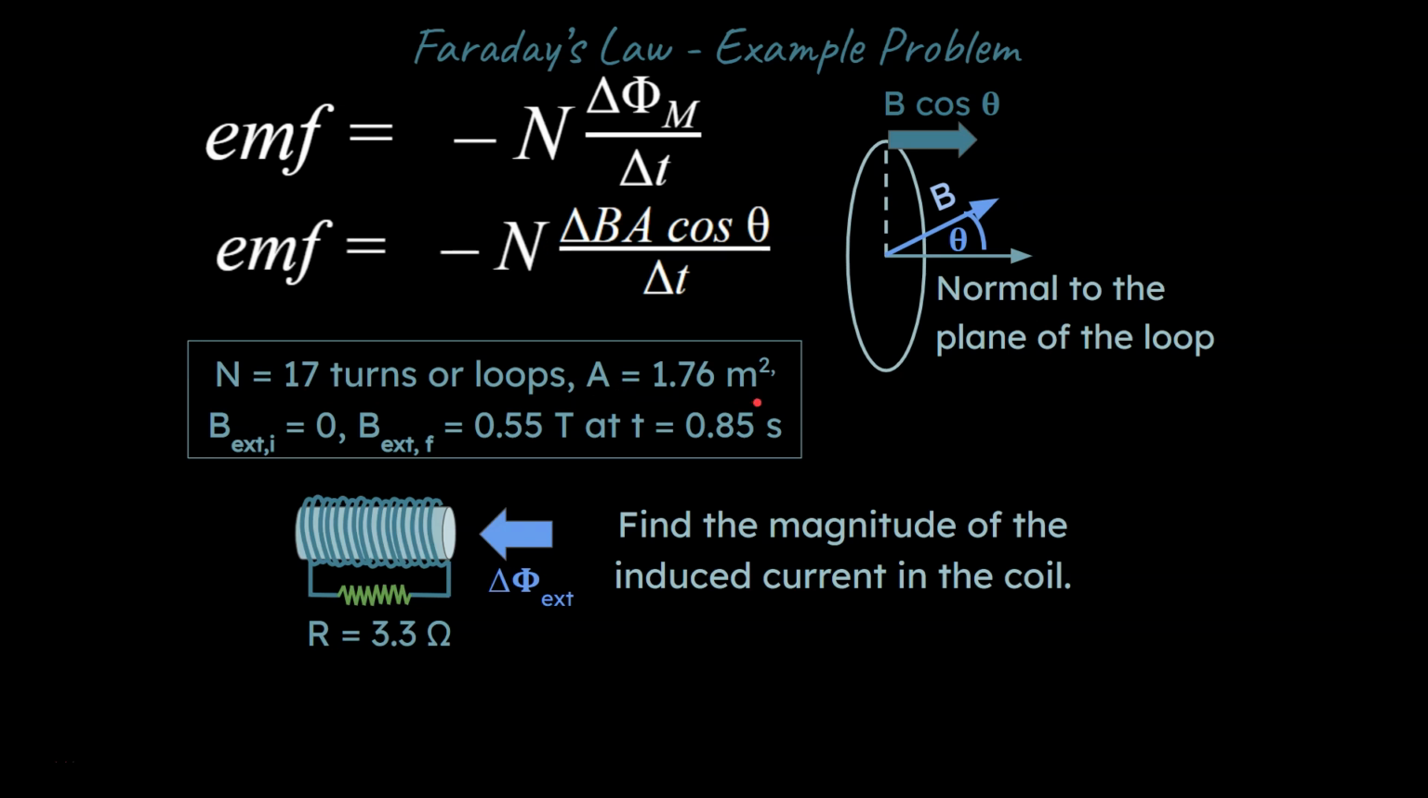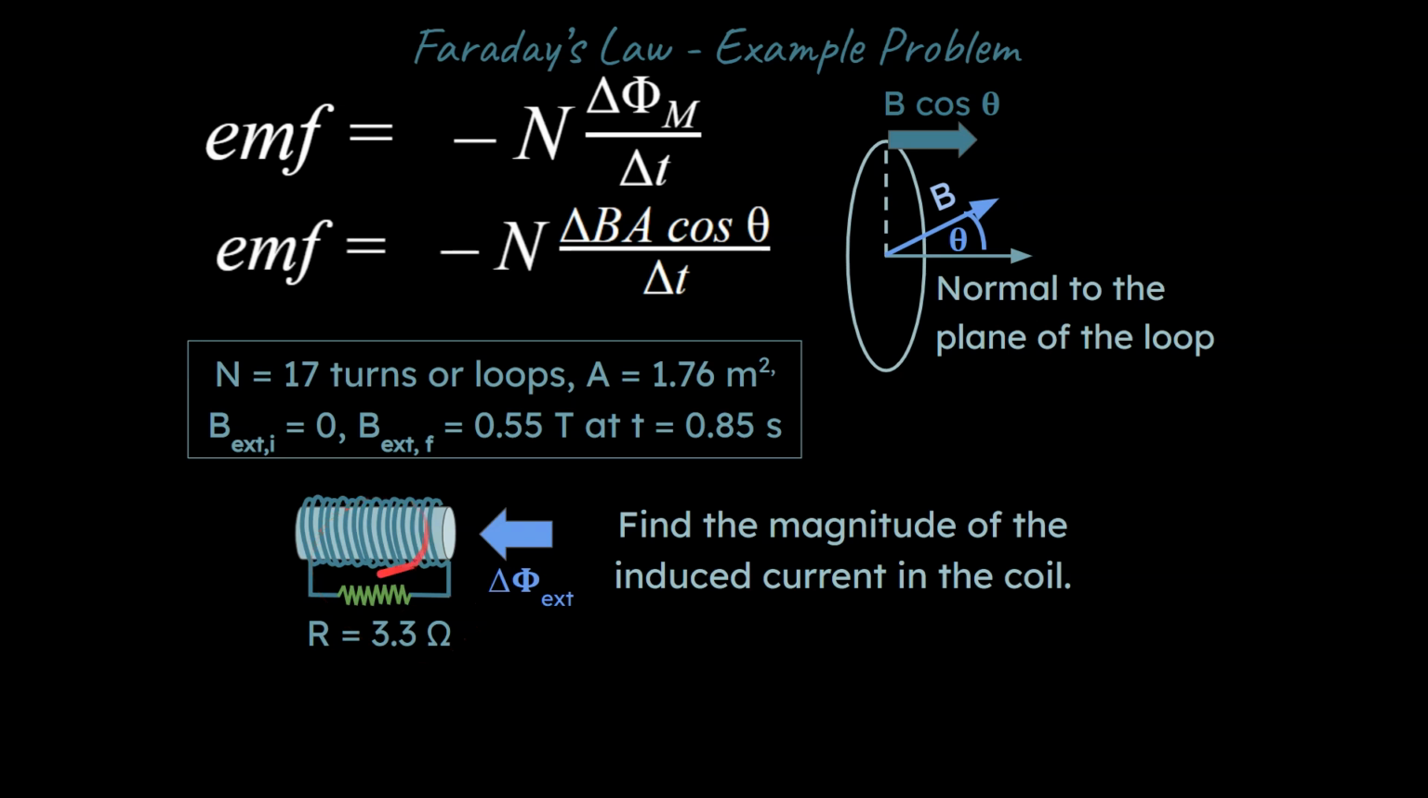We know our area over here. We know what the external magnetic field initial is. That's going to be 0, and it's going to change to a value of 0.55 Teslas over 0.85 seconds. So there's a change in the magnetic field, like a rotating loop or something. And the question is how much current is going to be induced in this coil of wire.